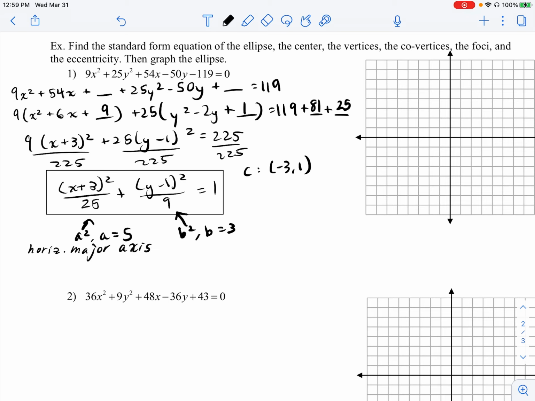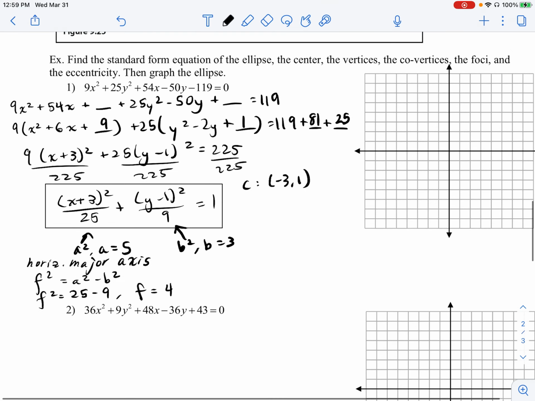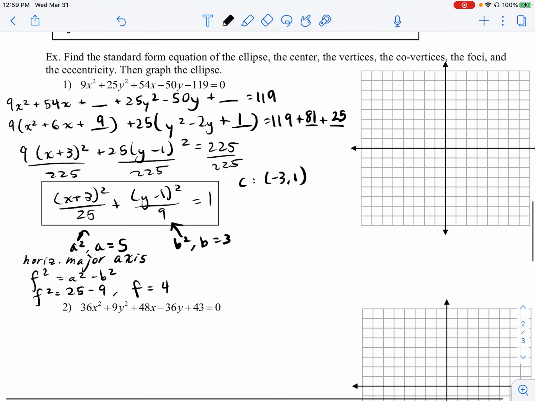What else do we know? We know that there's a relationship between f, or the distance from the center to the foci, and a and b. It is written as such, and we got that again from the Pythagorean theorem. So we can say f squared is equal to 25 minus 9, which means f is then going to be equal to the square root of 16, or 4. So from here on out, I'm going to start jotting things down now that we know all this, but we're going to go ahead and graph this as we go along.